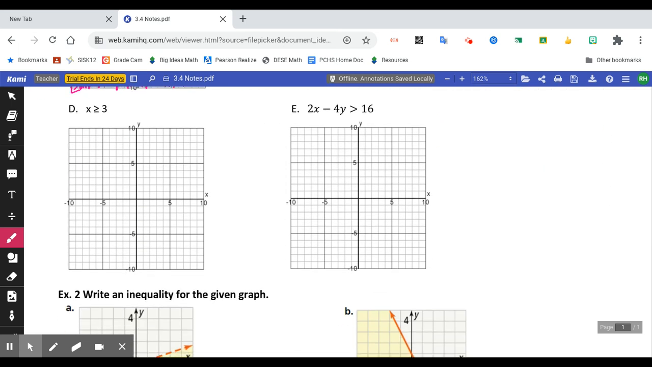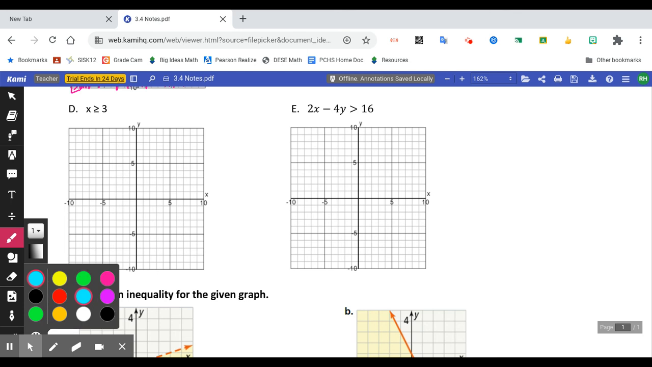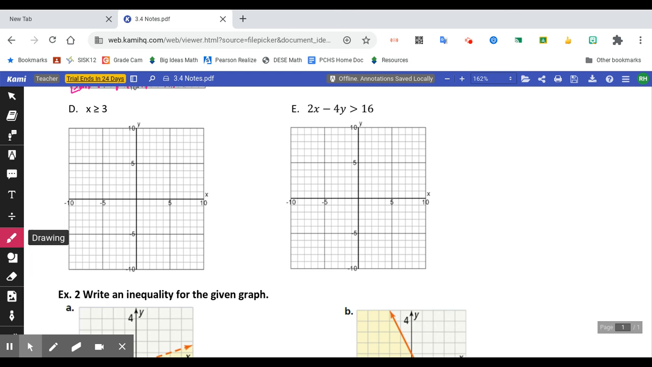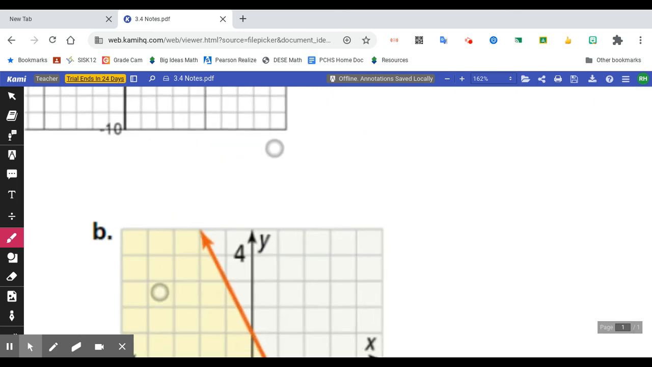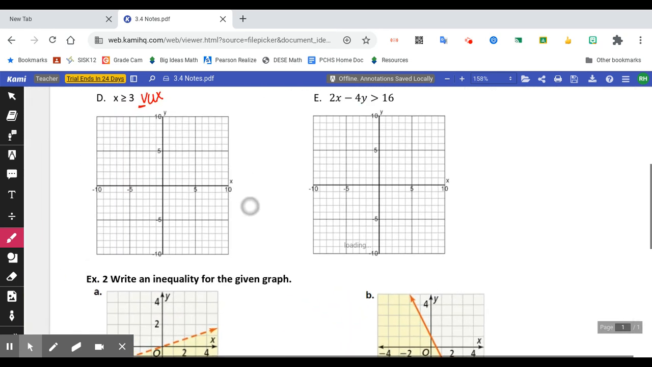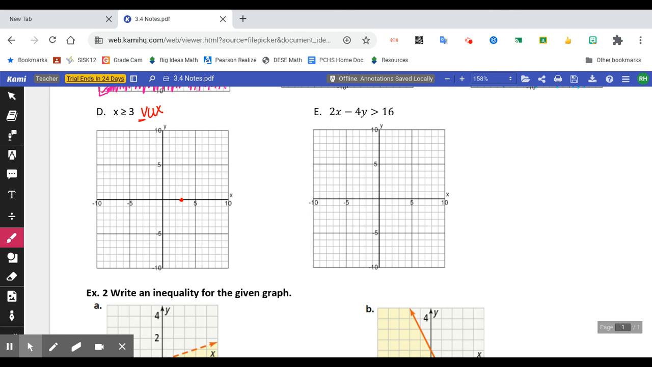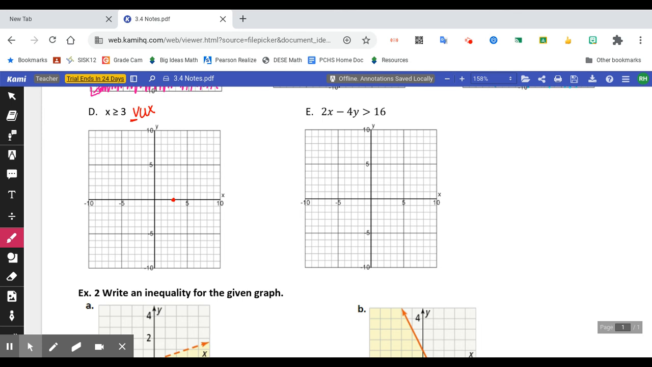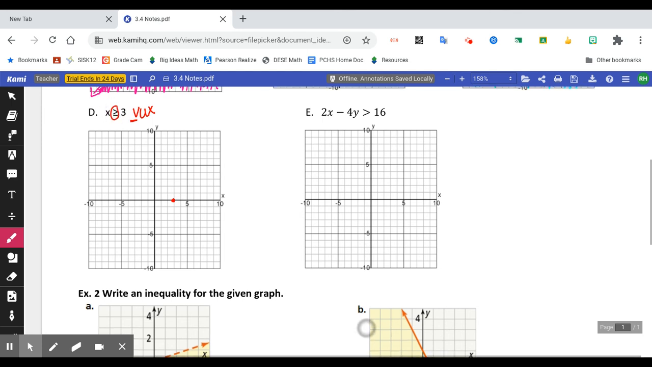All right? So here's another one. X is greater than or equal to 3. So X is our VUX. All right? V is vertical. So I'm going to go on the x-axis, at 3, put my point. And this symbol says a solid line, so it's going to include a solid line on my graph. Arrows on both ends and greater than.